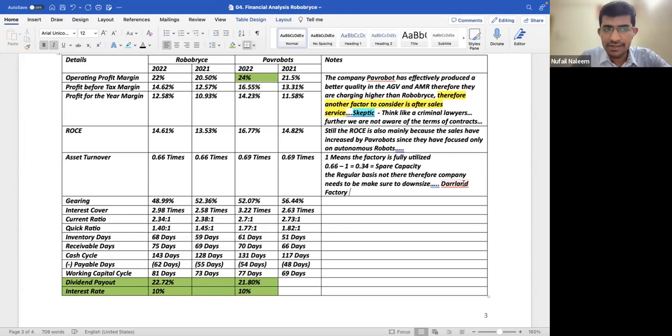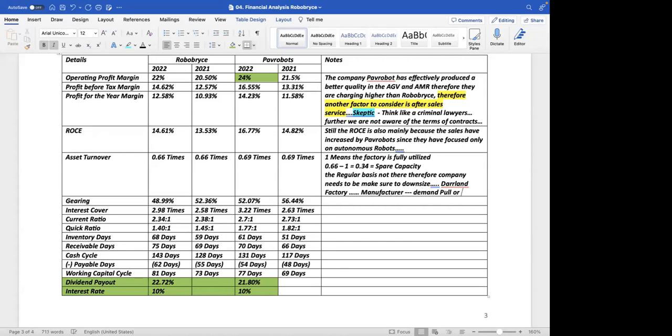And one thing, students, can I ask you a question? The manufacturing in this is demand pull or demand push? What do you think, students? How does the manufacturing of these robots work? Demand pull or demand push? What do you think?